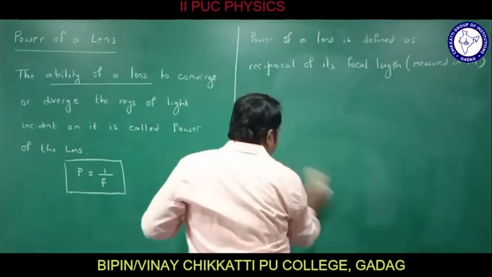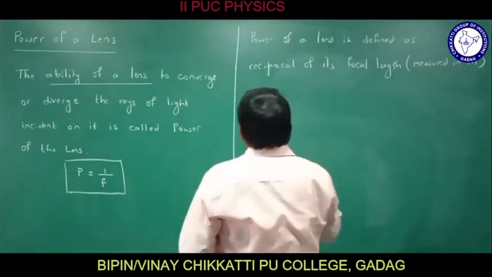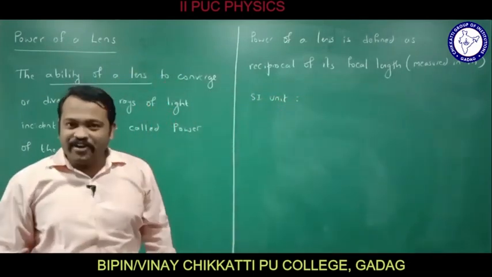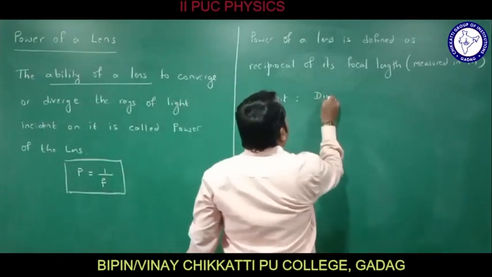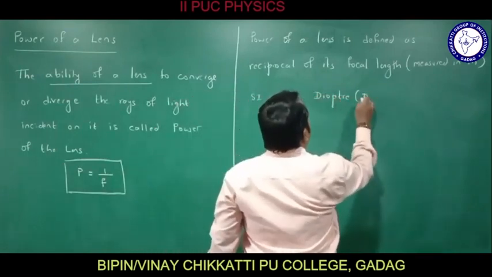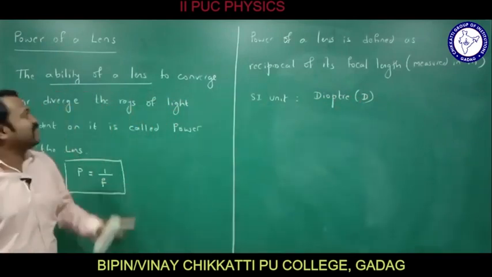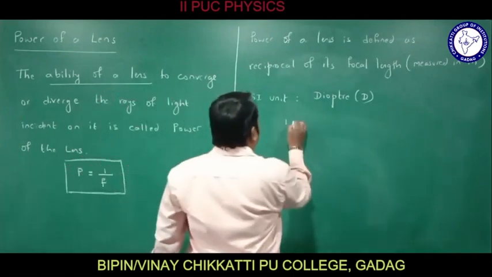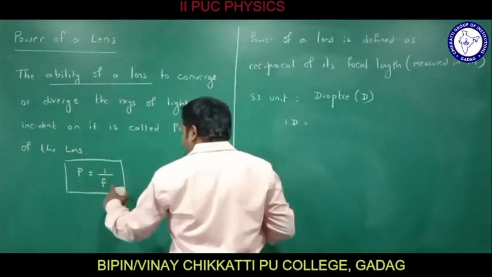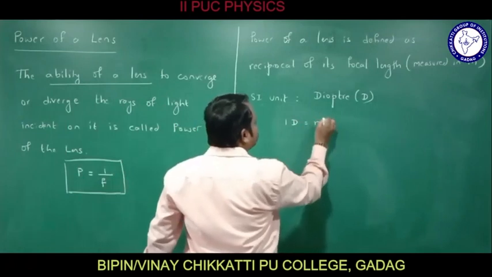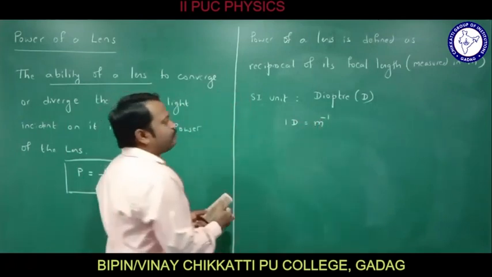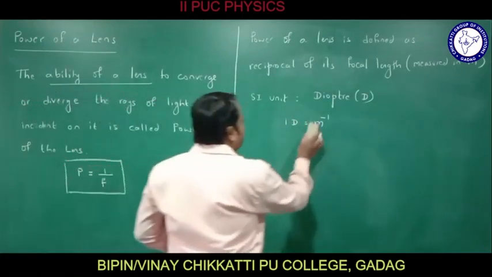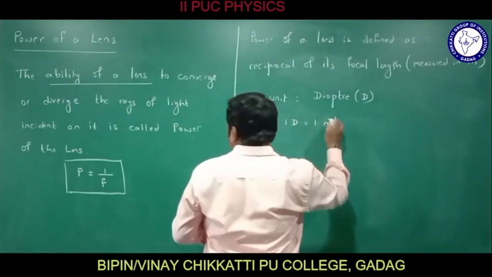Now we will consider its SI unit. What is the SI unit of power of the lens? The SI unit of power of the lens is the diopter. Do remember this, and it is denoted by capital D. So diopter is the unit of power of the lens. Shall I say like this? 1 diopter is equal to 1 per meter, or simply per meter. So if I compare these two, we get 1 per meter.